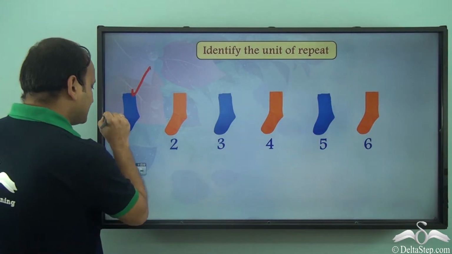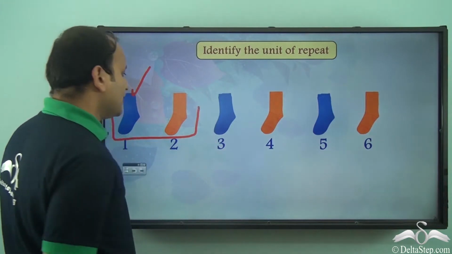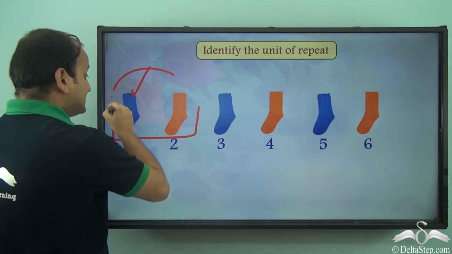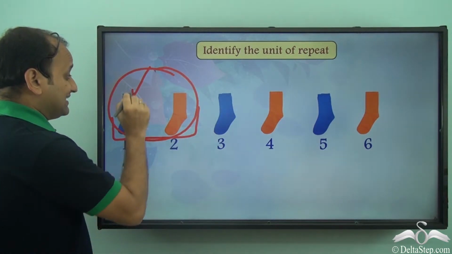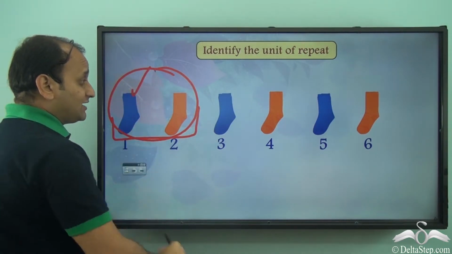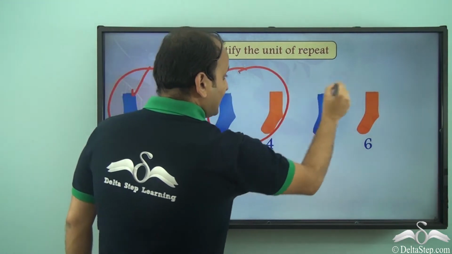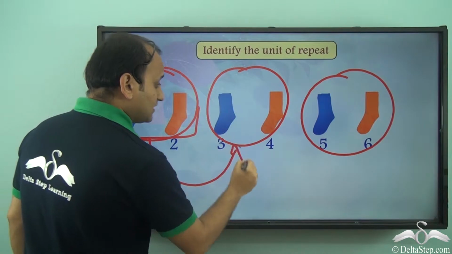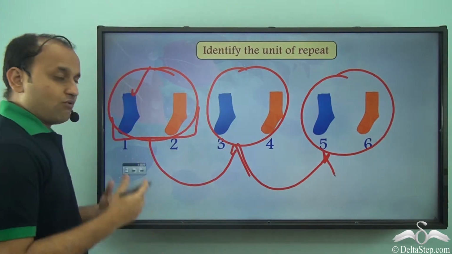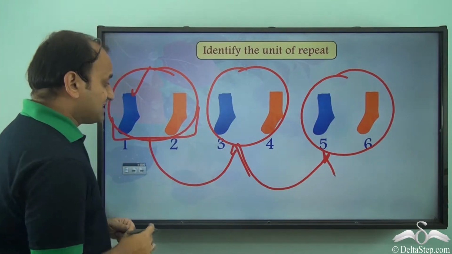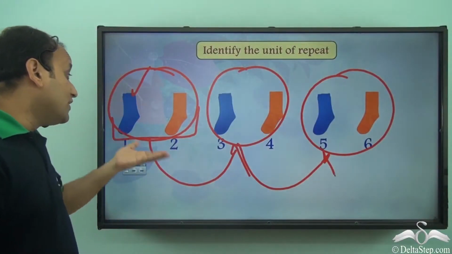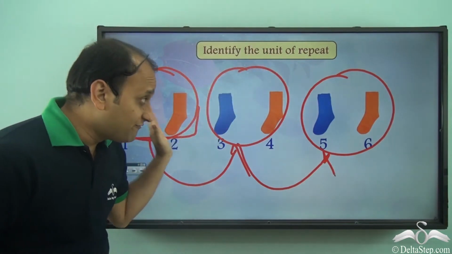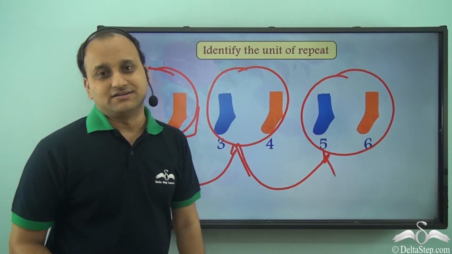Well, the pair of blue and orange is repeating again and again. So if you consider this as one block, then this block or unit is repeating again and again. So this repeats here, repeats here. So what exactly is the unit of repeat in this case? Well, a pair of blue and orange sock makes unit of repeat of this particular pattern.